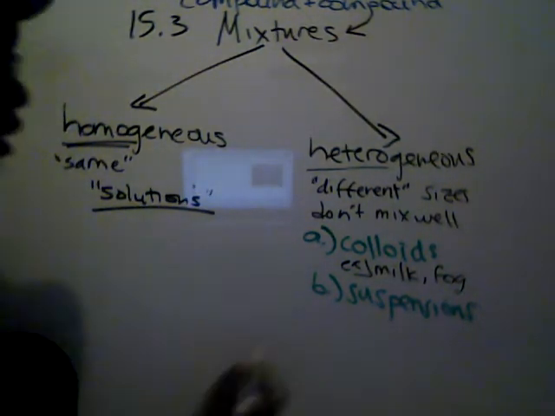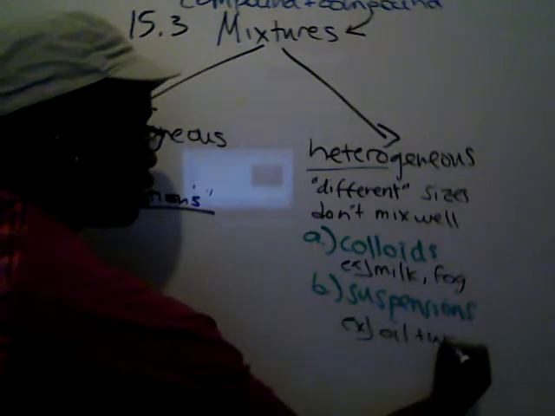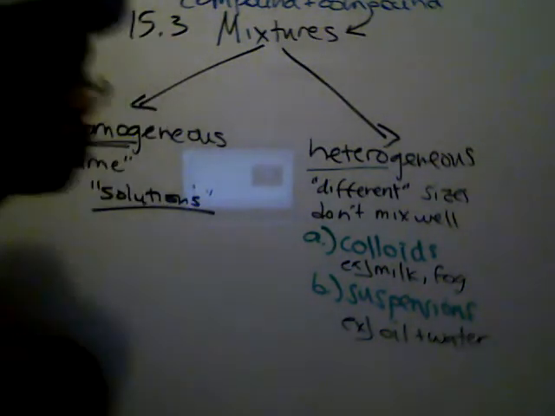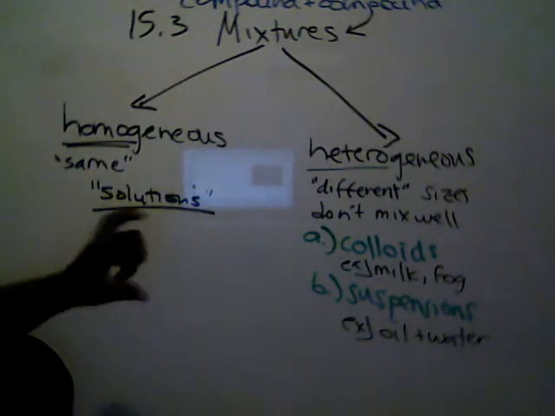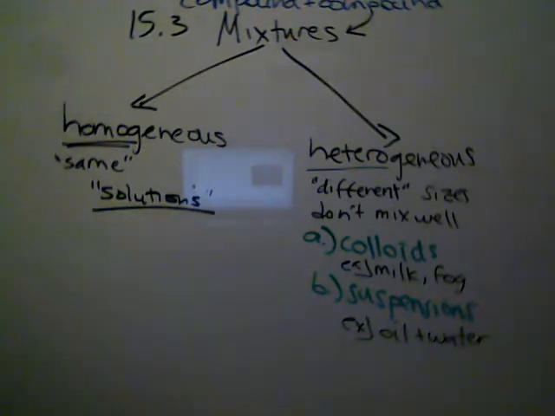An example of a suspension would be like oil and water. It's clear that oil and water don't mix. You actually would have a layer of oil and a layer of water. So it's very clear to see what the two compounds were that you added together.